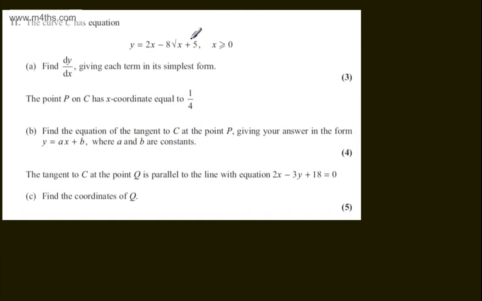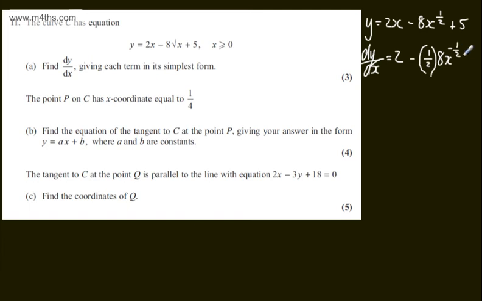We need to differentiate both sides of this equation with respect to x. The first thing I'm going to do is rewrite this as y is equal to 2x, and instead of the root of x, I'm going to write this as a power. The root of x is x to the power of 1/2. So differentiating, on the left we will have dy by dx. If I differentiate 2x with respect to x, I will get 2. If I differentiate minus 8x to the 1/2, I multiply down by the power, so I'm going to have minus 1/2 multiplied by 8. Then we have x, and we need to drop the power by 1, which is going to give me minus 1/2, and differentiating a constant will give me 0.